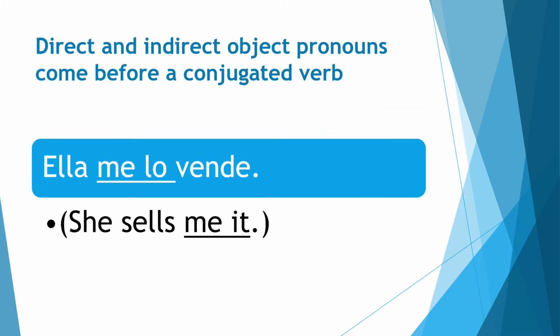Alright, let's get started. In this example, the pronouns come before the conjugated verb. This is the opposite of English. Here, me is the indirect object pronoun, and lo is the direct object pronoun. I like to think of it like this. The person comes before the item. Ella me lo vende.